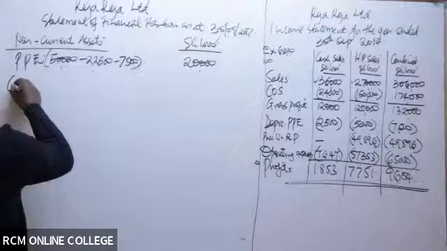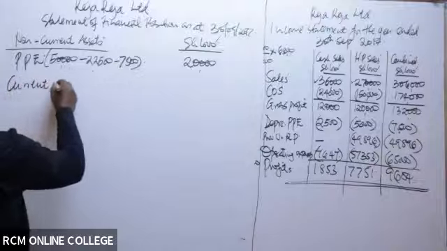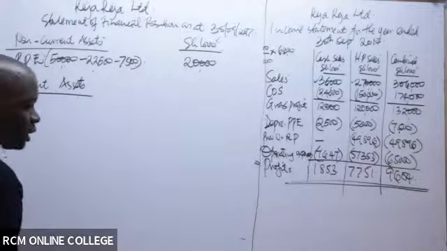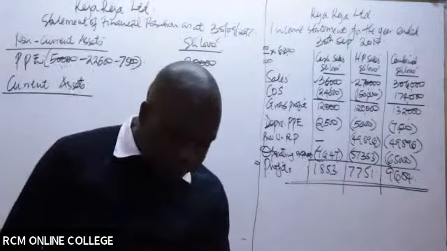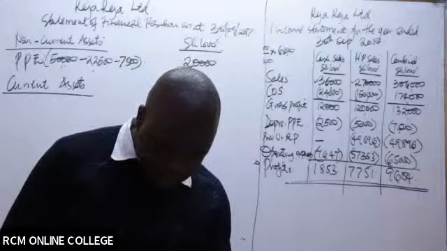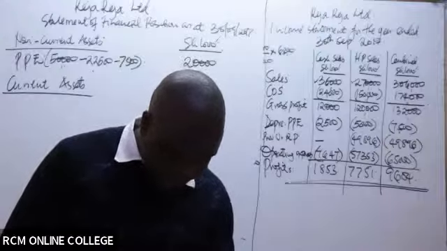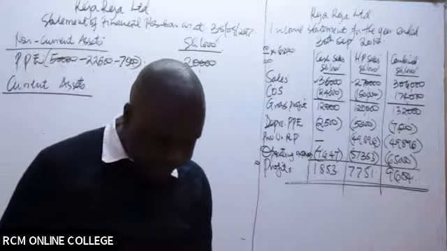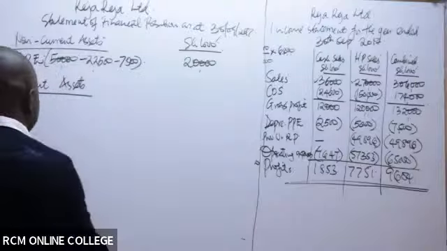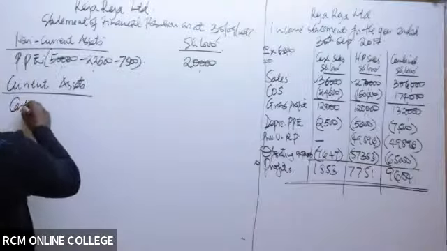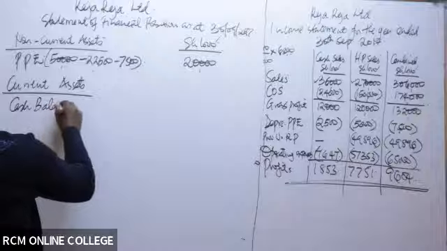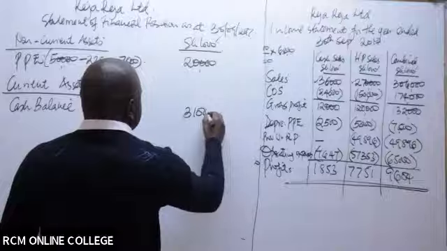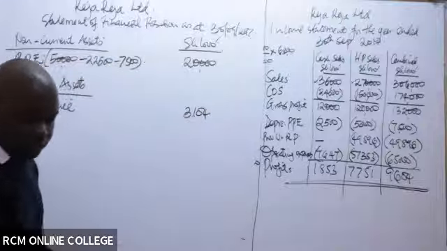So you can have now the current assets. For the current assets, if you look at the trial balance, there's an amount that you're told was in the bank. So there's the cash balance. The cash balance that was actually in the bank is an amount of 3,104. The cash balance in the bank is an asset. There's an amount of 3,104.